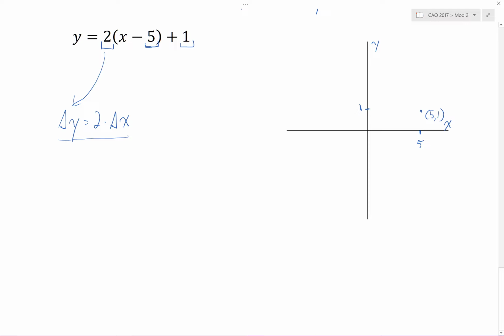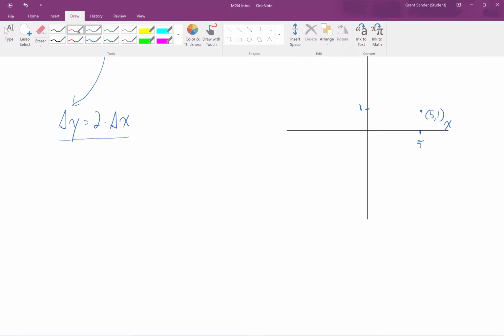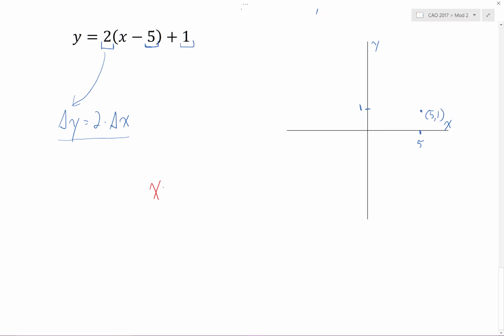Now given any value of x, we can engage in the reasoning we did before, or we can use our formula and think about what each step represents. So let's say x equals 3.5. We can compute y by plugging 3.5 into our formula. So y equals 2 times (3.5 minus 5) plus 1.